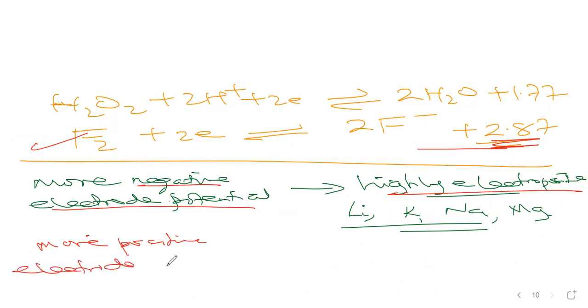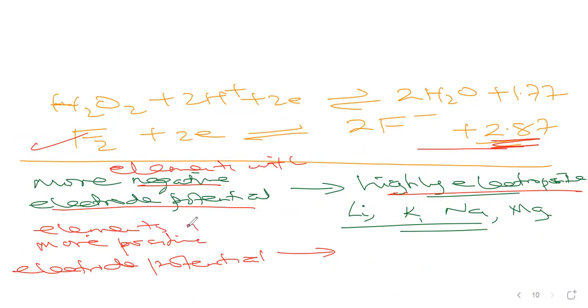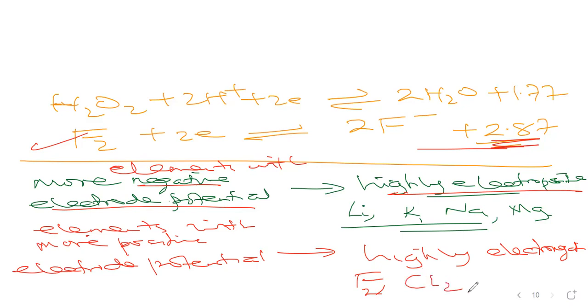When you see a reduction equation written and the electrode potential is more positive, it implies that those elements are highly electronegative. And from our data, we have seen that fluorine is most electronegative, followed by chlorine, followed by bromine.